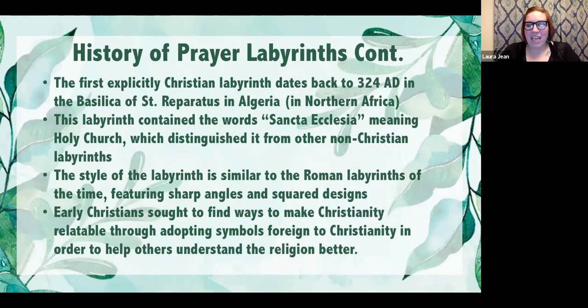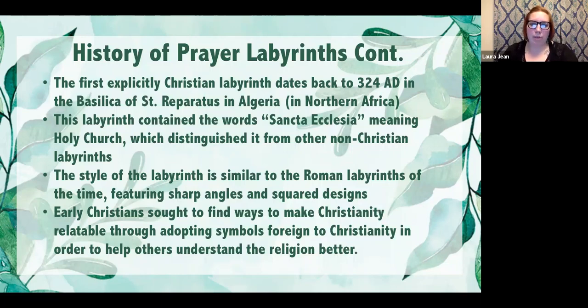So this labyrinth contained the words Sancta Ecclesia, meaning holy church. And that's one thing that distinguished it from other non-Christian labyrinths. They included those words in the center, and they wanted to make it very well known that this was a Christian labyrinth, because labyrinths were popular in other non-Christian religions and cultures at that time, but they wanted to make it known that this one was explicitly Christian.